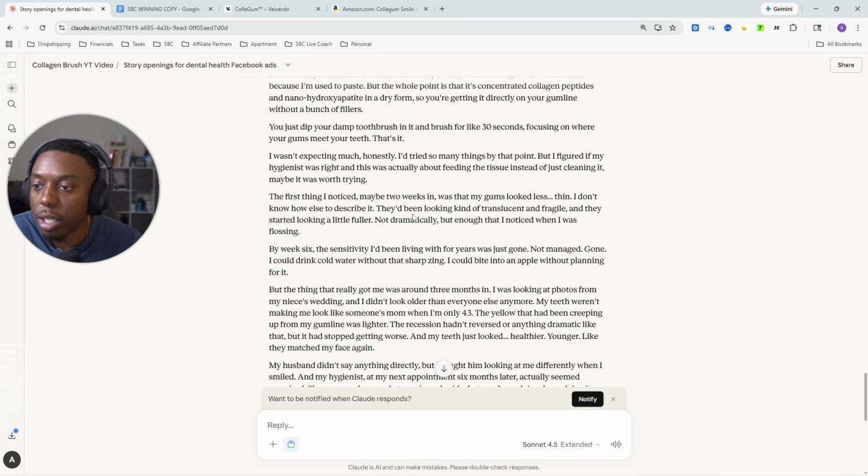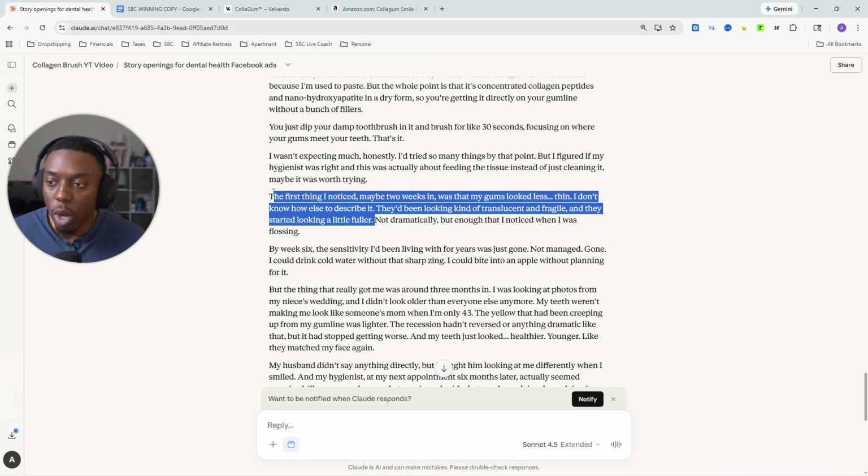So the first thing I noticed maybe 2 weeks in was that gums look less thin. I don't know how else to describe it. They've been looking kind of translucent, fragile, and they started looking a little fuller. Not dramatically, but enough that I noticed when I was flossing. So we never want to oversell the product and make it seem like this massive transformation overnight. We want to keep this as realistic and honest as possible.